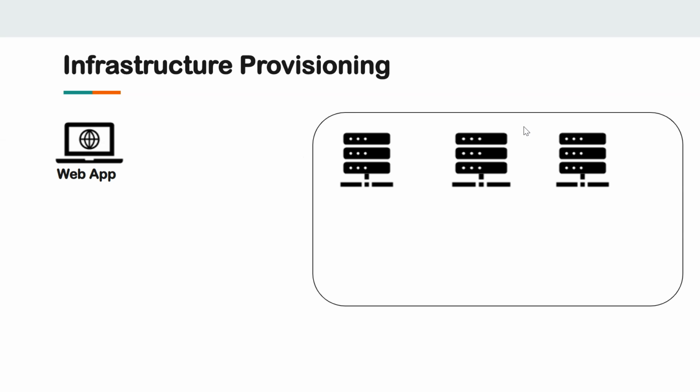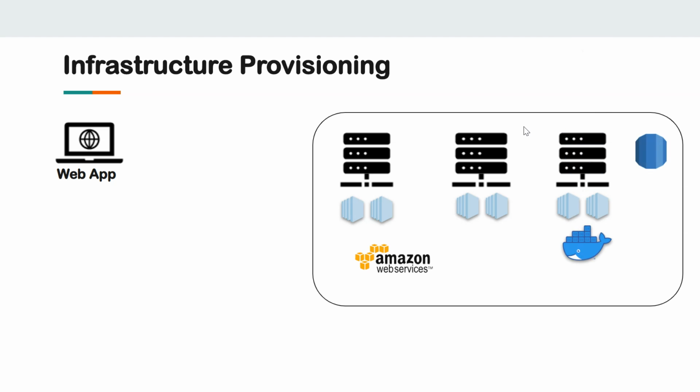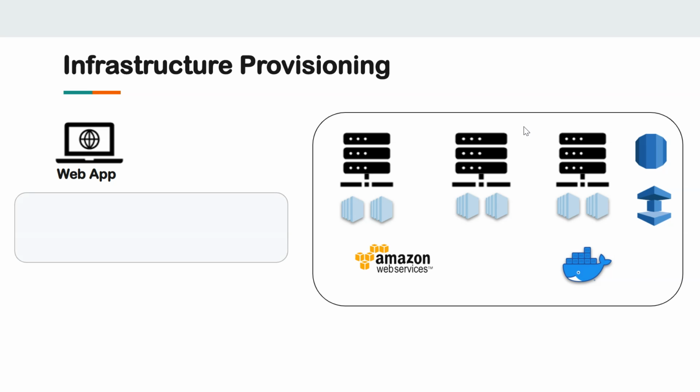Just imagine there could be multiple servers that I need on the cloud side. I want to deploy, and probably each server has a Docker container where I deploy my application. The application might have a caching server, and might need a database server also. So this is my base infrastructure required to deploy my web application.